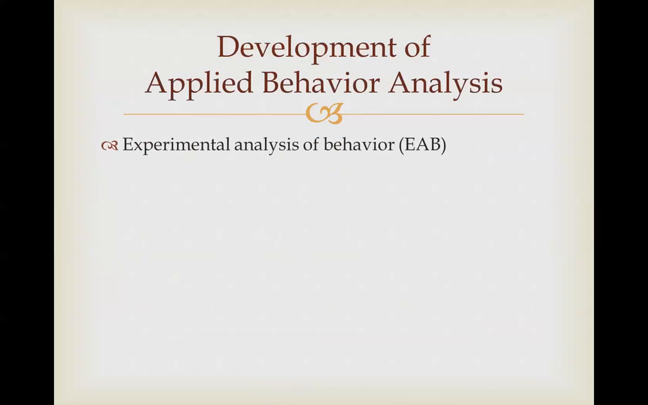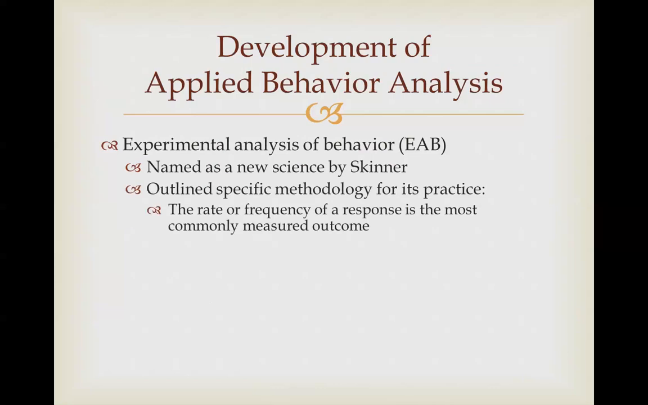Again, because behaviorism was inductive, it wasn't a theory that existed a priori or in advance. It actually emerged from the observations made by behaviorists. Rather than start with theory and then conduct observations, it started with observations, and then the theory was built off of those observations through the process known as experimental analysis of behavior. It was named as a new science by Skinner, and indeed it was a revolutionary departure from most psychological theories. It outlined specific methodology for its practice.